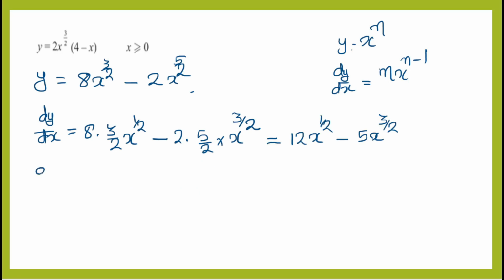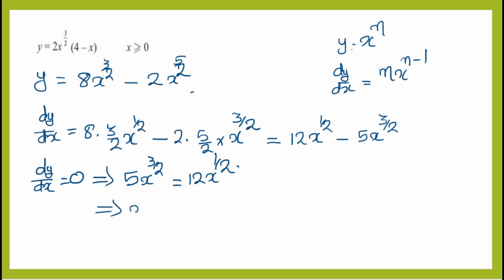Now the stationary points are given by taking dy by dx equals 0, which implies 5x to the power 3 by 2 equals 12x to the power 1 by 2.